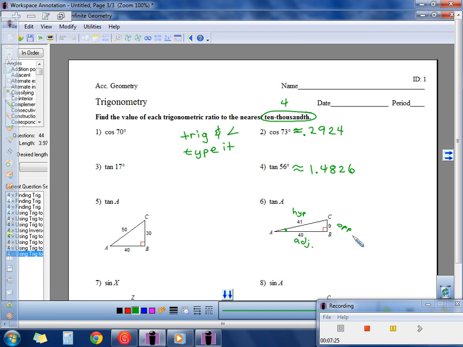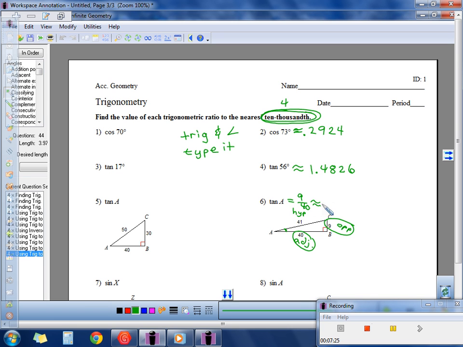Now you need to think, what was that ratio that dealt with tangent? Remember, it says tangent right here. All right, so you got to remember, you're going to be dealing with opposite over adjacent. So that's what we're going to write. Please write this out. Tangent of A is 9 over 40. But once again, it wants the answer rounded to the nearest 10,000. Is this fraction rounded properly? So we're going to have to round this fraction.